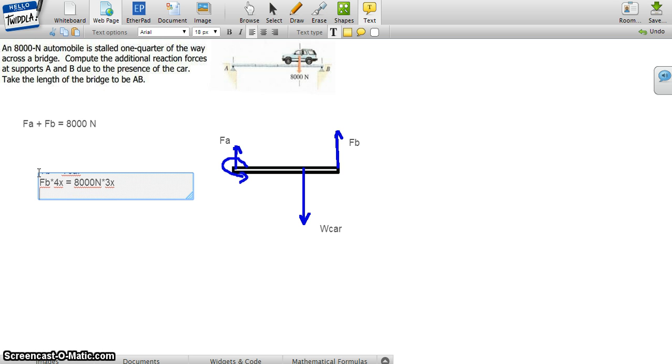So I can solve for the force of B. Force of B is going to be equal to 8,000 times 3 divided by 4, that's 6,000. 6,000 newtons.